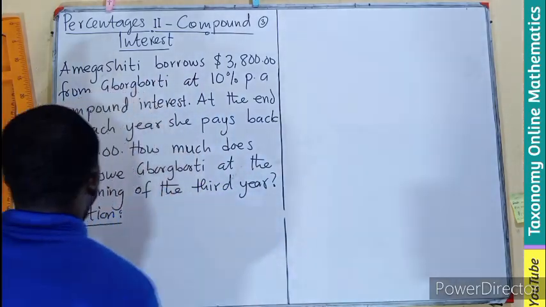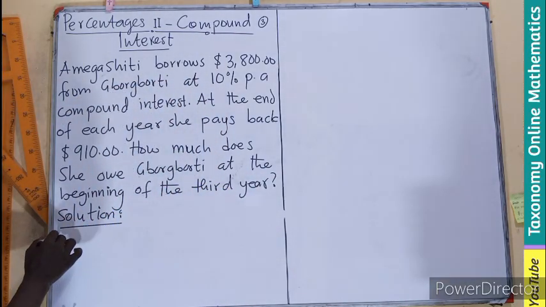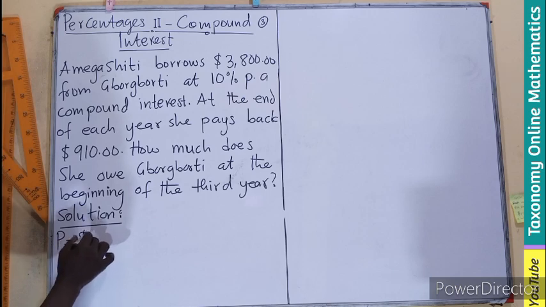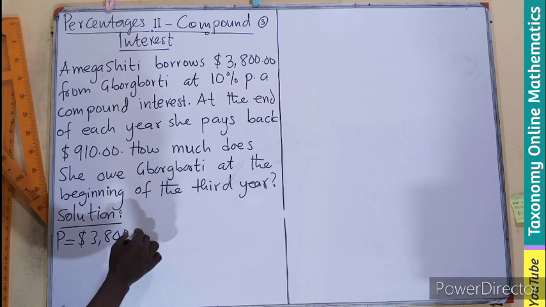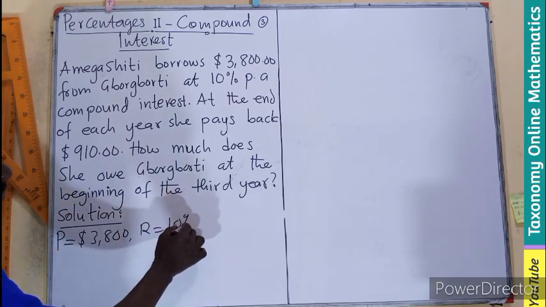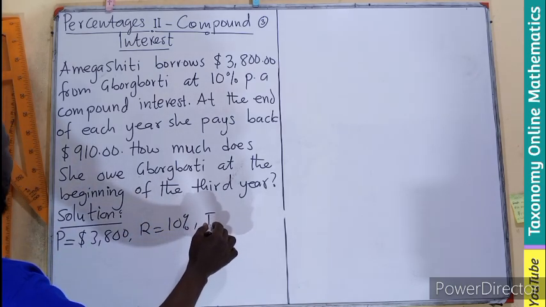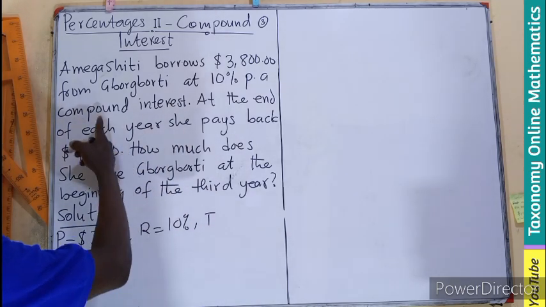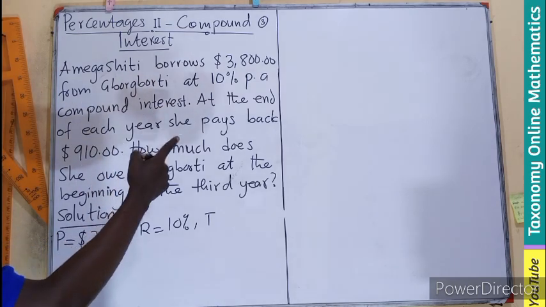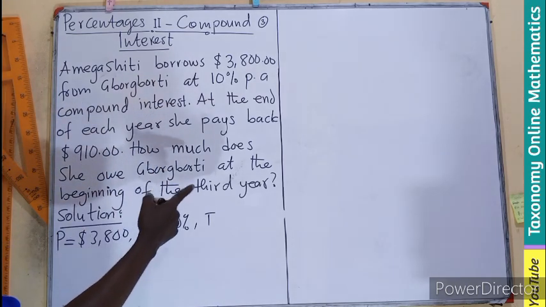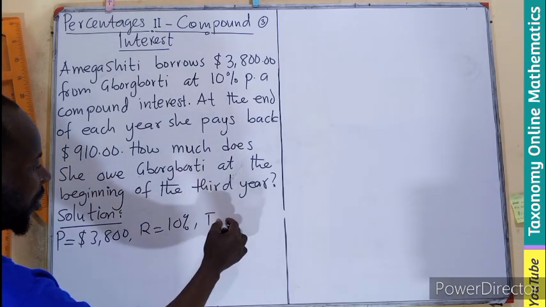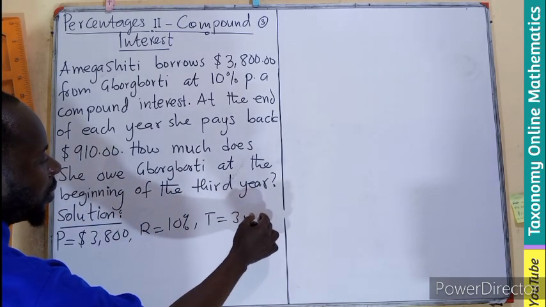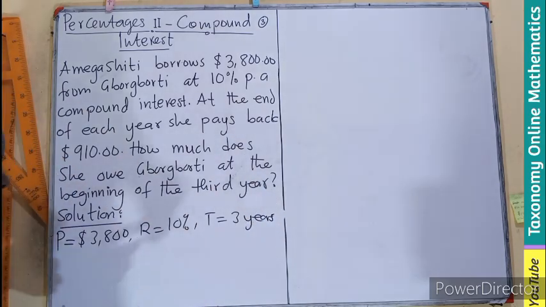Let's bring out the data from the question. We have principal, which is P, which is $3,800. We have a rate of 10%, and the time of calculation is going to be at the end of each year. How much does she owe at the end of what? Okay, third year. So we are going to have T to be 3 years.